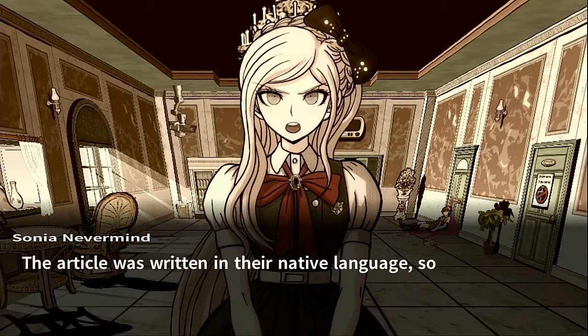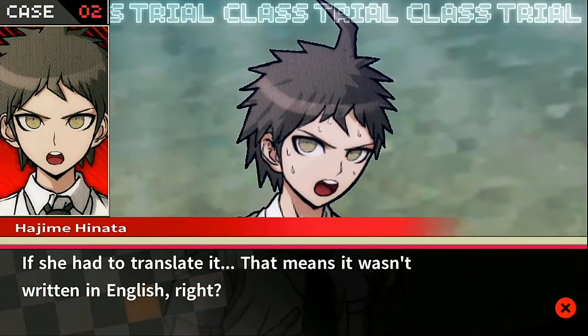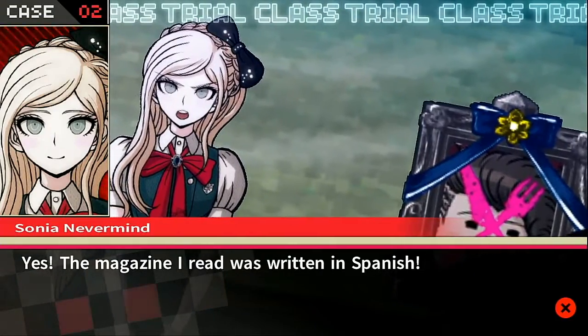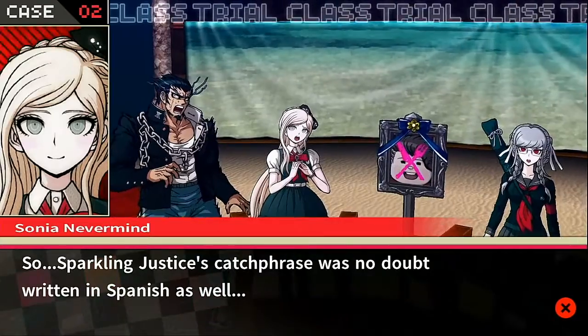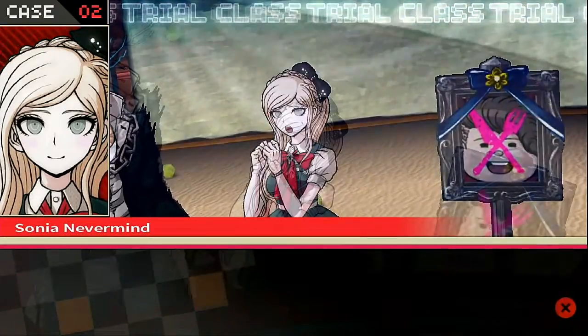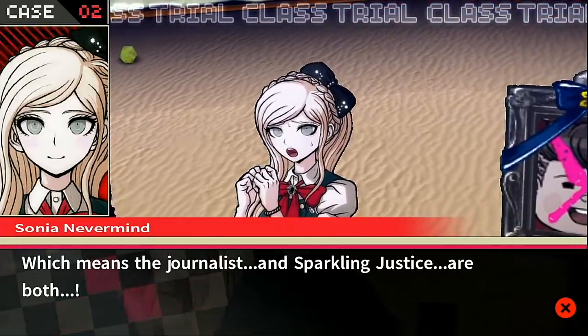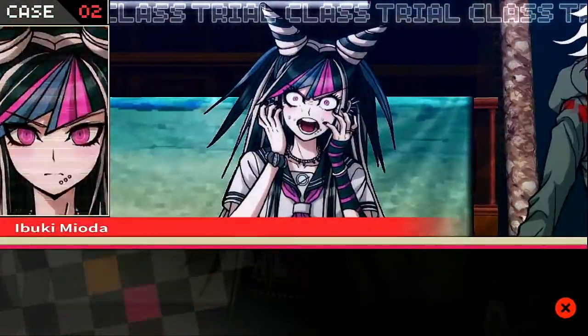The article was written in their native language, so I tried to translate it. If she had a translator, that means it wasn't written in English, right? Huh? Yes, the magazine I read was written in Spanish. So, Sparkling Justice's catchphrase was no doubt written in Spanish as well. Which means the journalist and Sparkling Justice are both... From Spain? What?!